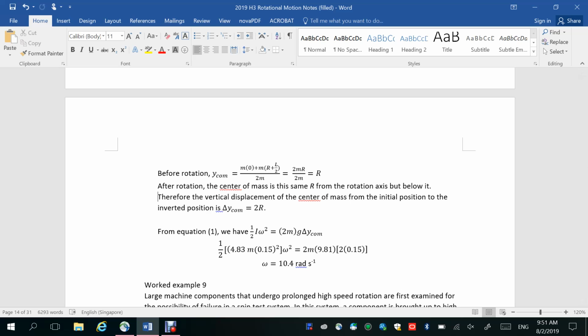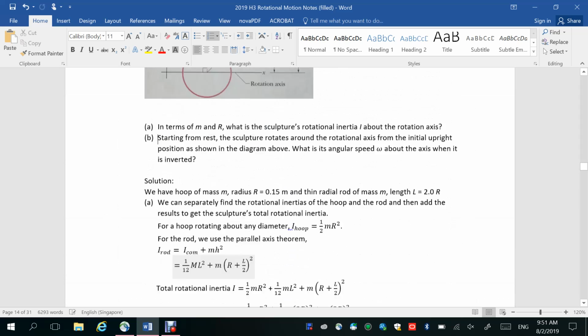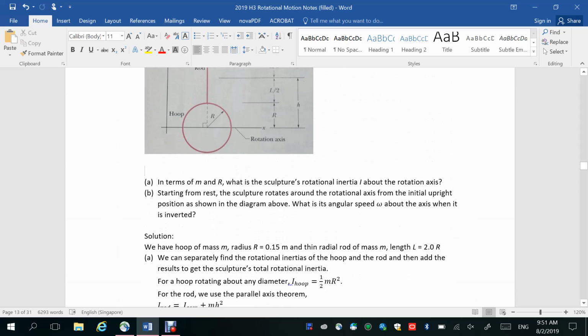There's a shortcut to this one, Part B. You can see that for the hook, when it's inverted, the center of mass is still passing through the axis of rotation. So the change in GPE for the hook is 0. So you can just take the change in GPE for the rod to be equal to the gain in rotational KE. You will also end up with the same answer.